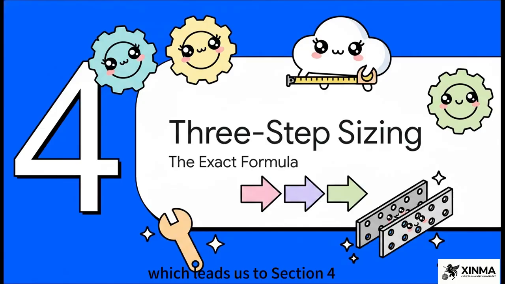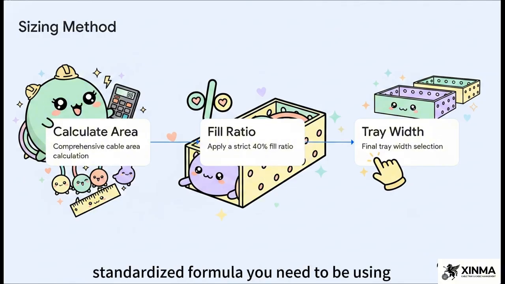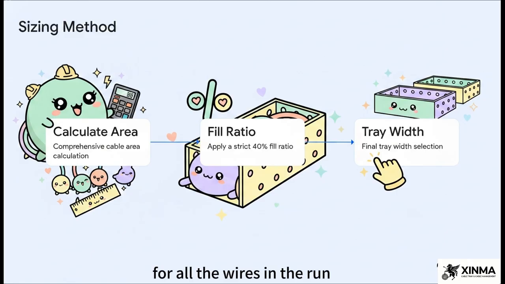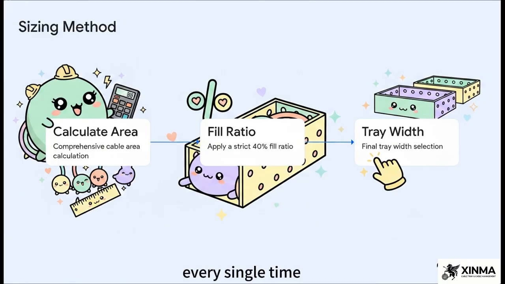Which leads us to Section 4, 3-step sizing method, the exact formula. To totally eliminate the guesswork from the engineering workflow, here is the exact standardized formula you need to be using. Step 1, execute a comprehensive cable area calculation for all the wires in the run. Step 2, apply a strict 40% fill ratio to that calculation. And Step 3, use that resulting total to make your final tray width selection. Follow these exact steps sequentially, and I promise you, your sizing will be mathematically sound every single time.